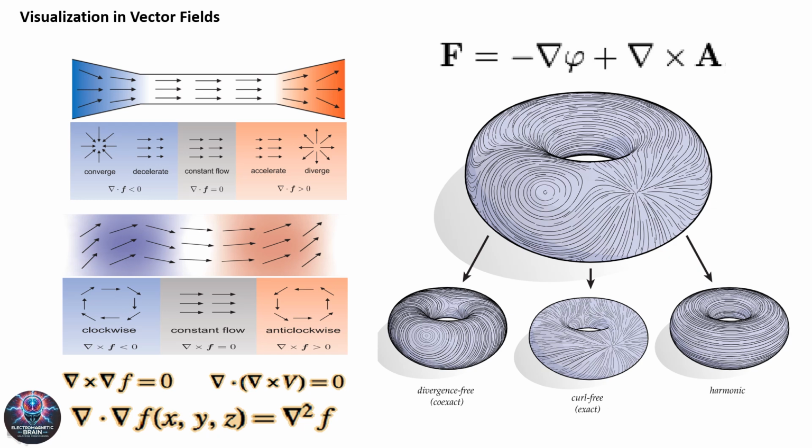The divergence measures how much a vector field spreads out or converges at a point. A zero divergence implies no net outflow or inflow, a positive divergence suggests a source where the field is spreading out, and a negative divergence indicates a sink where the field is converging inward.